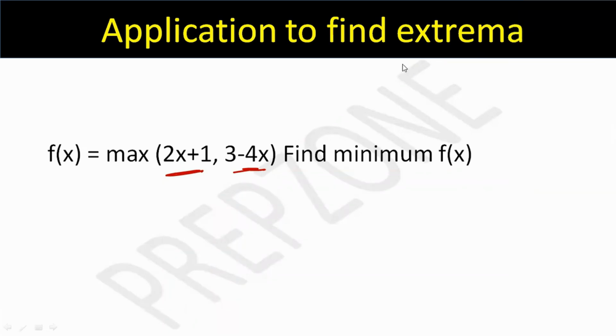So I'll also give you a shortcut here. How do we simplify this question very easily? Method 1 is the conceptual method by graph. So f(x) equals to maximum of 2x plus 1 and 3 minus 4x, right? So what we'll do, we'll just plot the graphs.